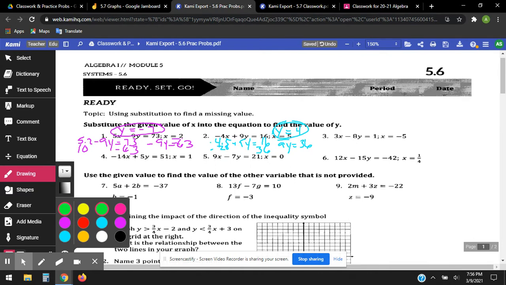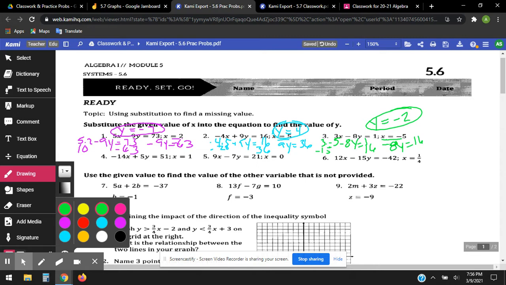Okay, this next one, x equals negative 5. So 3 times negative 5 minus 8y equals 1. Well, that's a negative 15. So if I add 15, it makes 16 over here. So negative 8y equals 16, which means y equals a negative 2. All right, next one.